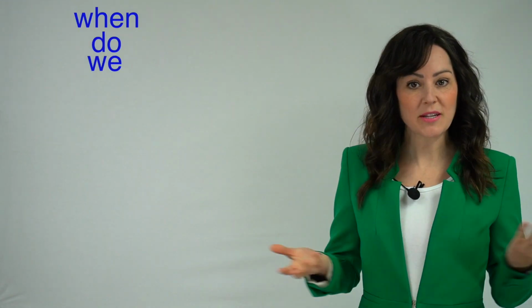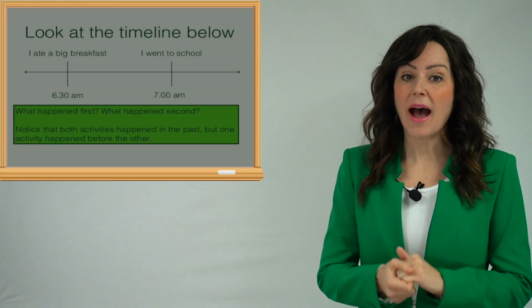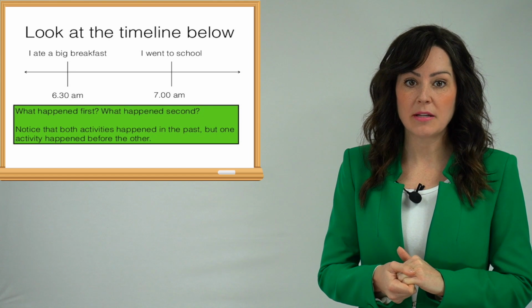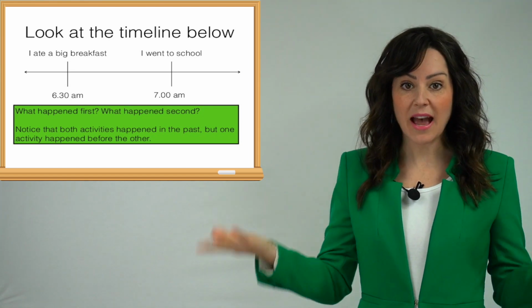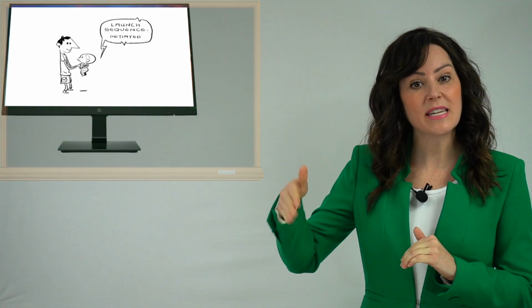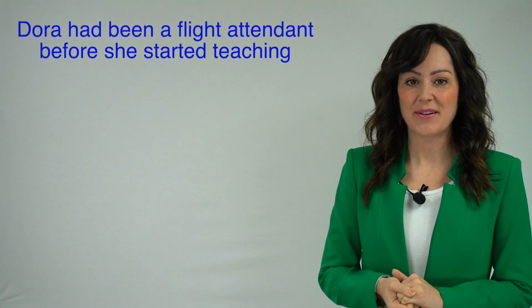Now we know the structure, but when do we use this tense? The past perfect tense is used for talking about something that happened before something else. Using this tense allows you to show the sequence of events. When using the past perfect, there are usually 2 events that someone is talking about. Let's look at this example.